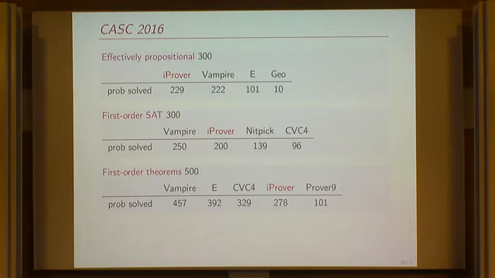Yes. Vampire integrates everything like superposition, instantiation, specialized Avatar, and so on. So it integrates lots of things. It's difficult to compare that with superposition, as superposition will not perform very well at all here. If you take E, it will be in the last line, not in the middle line. Yes, the last line, because it's theorems here.